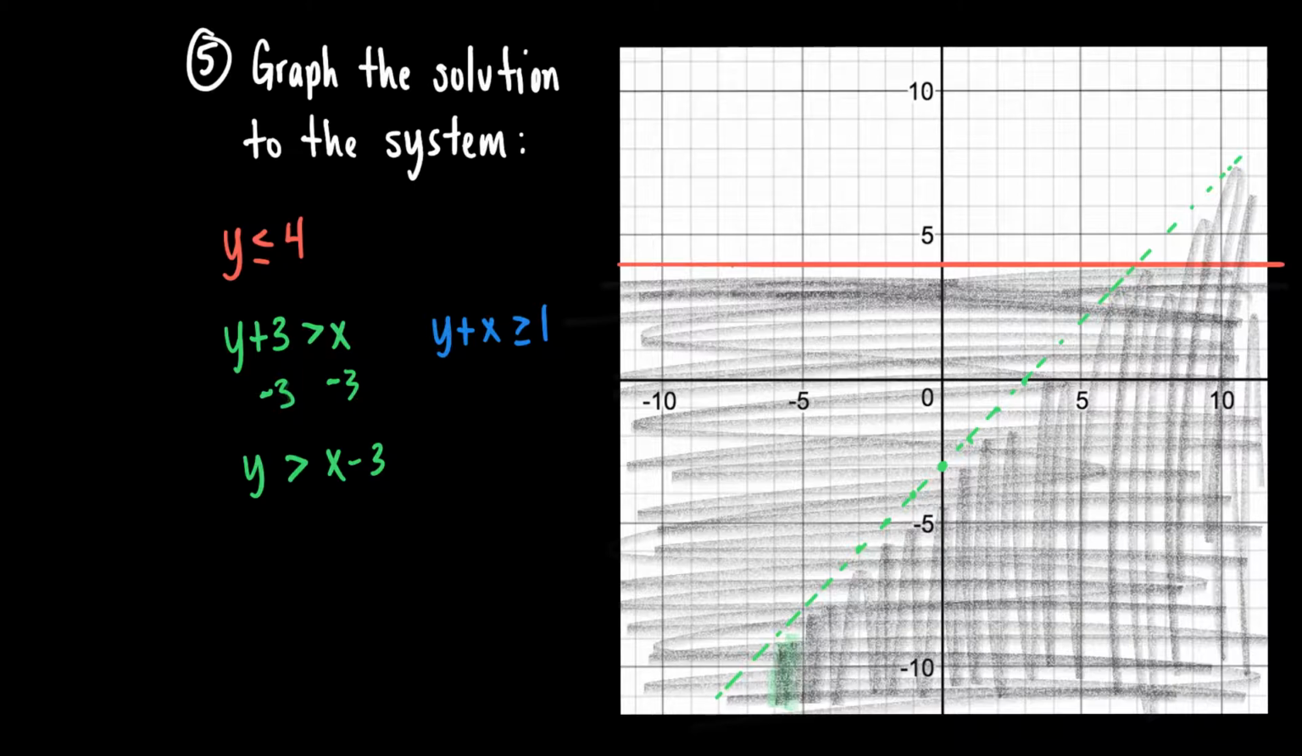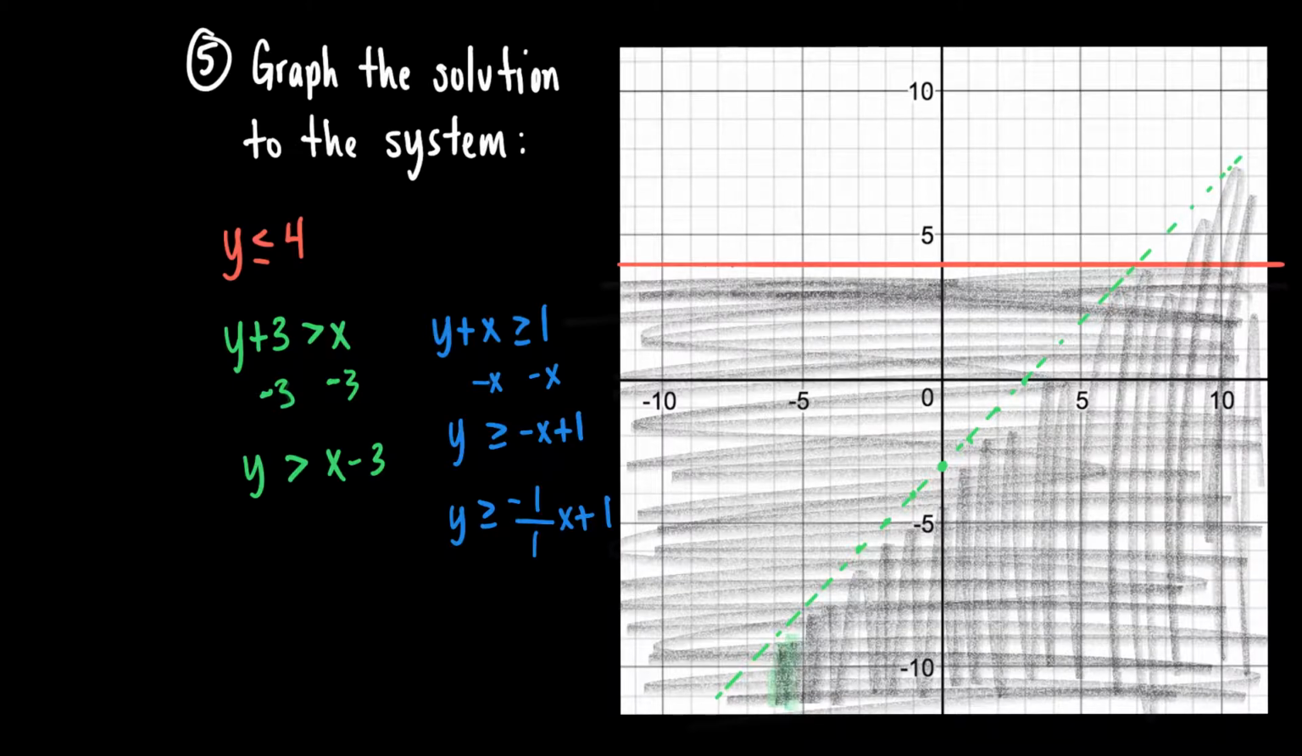So y plus x is greater than or equal to 1. So let's subtract x from both sides. And what we have is y is greater than or equal to negative x plus 1, which is really saying the same thing as y is greater than or equal to negative 1 over 1x plus 1. And so what we're going to do is come over and graph that.